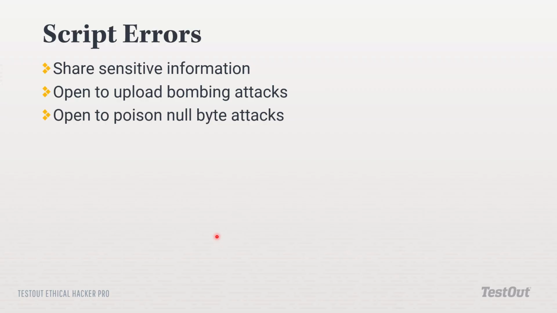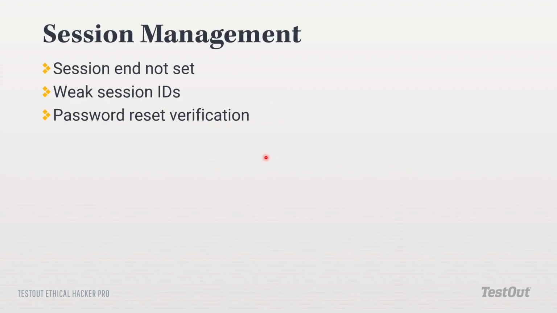We've got script errors that we can look at. These share sensitive information. If there's a script error, they could be open to upload bombing attacks and poison null byte attacks. If you need more information on those, you can go into the book. It'll tell you a little more about the upload bombing attacks, which is uploading a lot of things all at once, and the poison null byte attack as well. Session management: we've got a session end not set. That's a problem, right? Weak session IDs are a problem, and password reset verification is an issue as well.